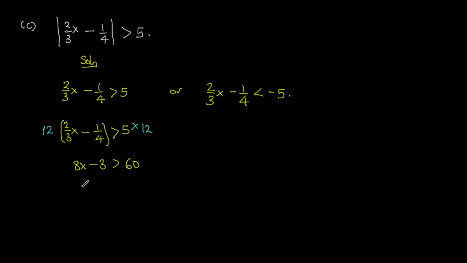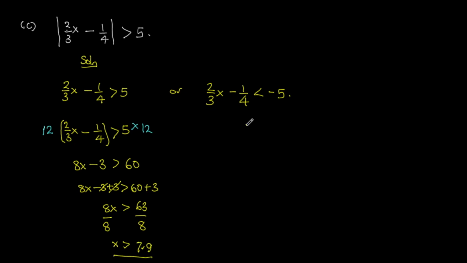Looking at this again, we have 8x − 3 + 3 is greater than 60 + 3, and 8x is greater than 63. Dividing both sides by 8, our x would be, let's make it in decimals, 63 divided by 8 gives us 7.9 to 1 decimal place.